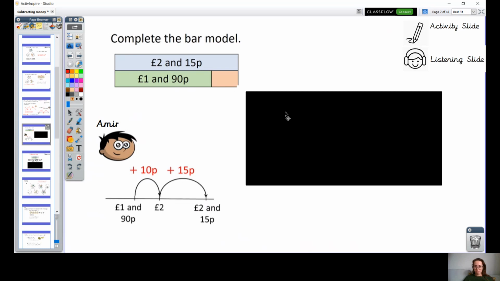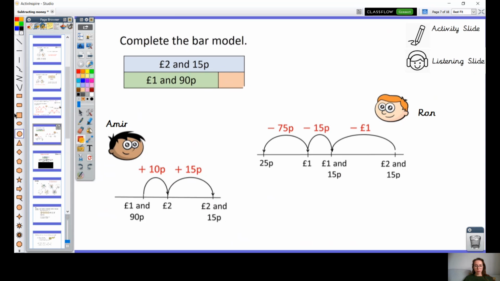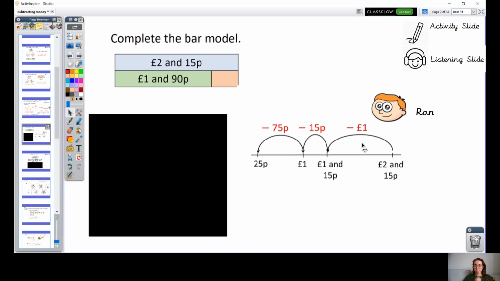In fact, because we did it the other way around before, we're actually going to look at Ron's way first. I think that would be more helpful for us. Do you remember Ron started with the total and he counted back? So what Ron has done is he started with the total £2.15 and he's first subtracted the pounds. And he can see here we've got £1 he's taken away. And after he's taken that pound away, he's got £1.15 left.